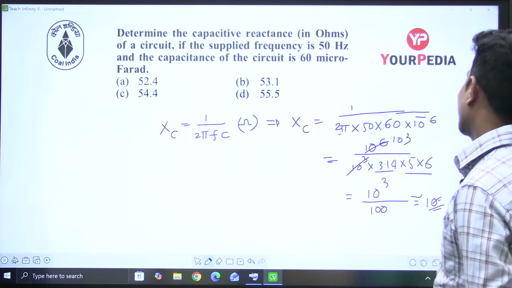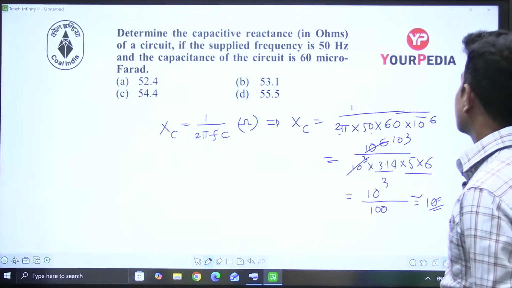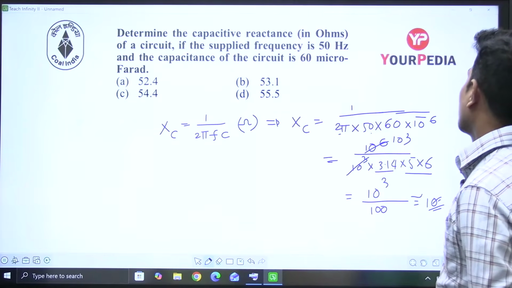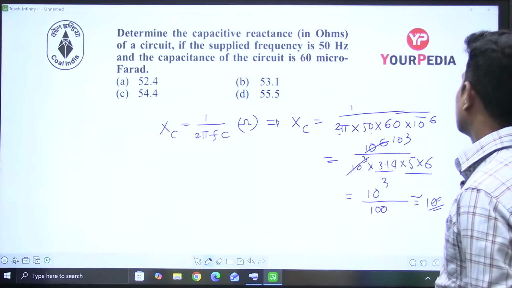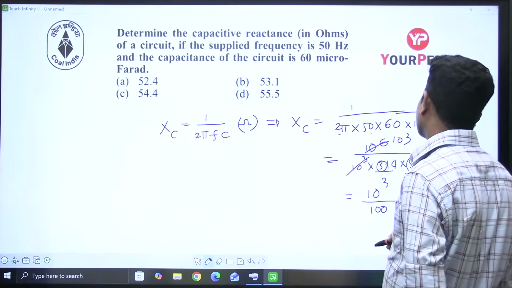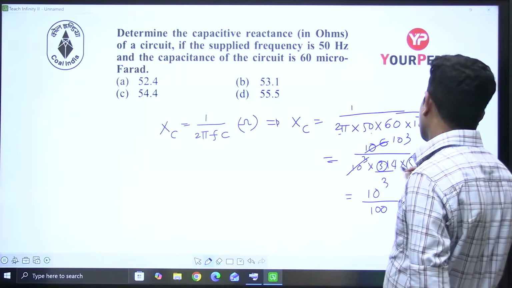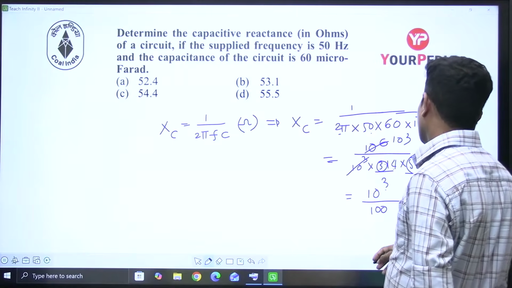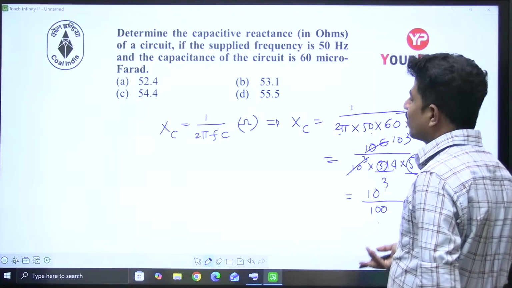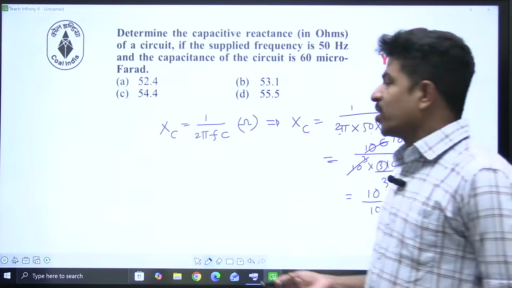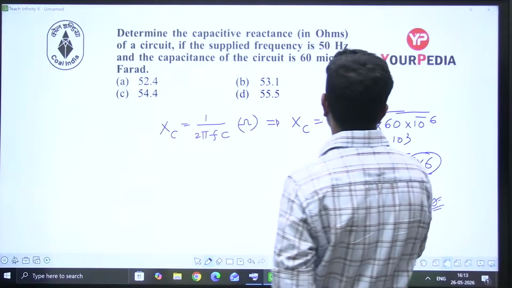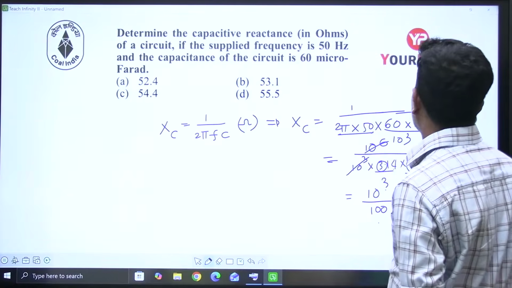2 into 50 is 100, 10 square. In 60 microfarads, I took 10 to the power of 6 in the numerator. Okay, 10 cube. Then I'm left with pi into 6 into 5. 6 into 5 is 30. 30 times 3 is 90, right? 90 point something. So 1000 divided by approximately 100, the answer should be in the range of 10. Yes, option is B. Any mistake I committed here? XC is equal to 1 by omega C, 2 pi F into C. I'm correct only, right?